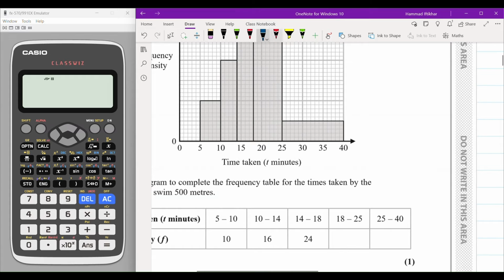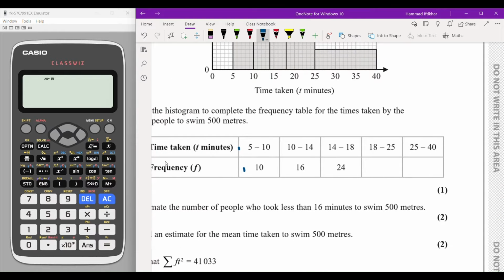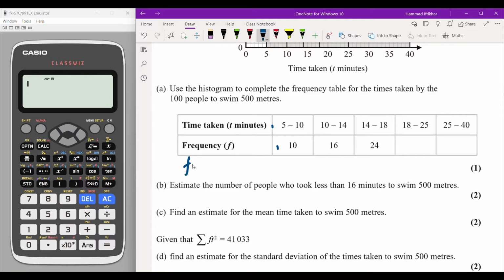So we know that frequency density is equal to frequency over class width. So we just need to figure these out. So let's make a row for frequency density also over here. Okay, so for this one we have 10 over 5, then 16 over 4, and then 24 divided by 4 also. So 10 divided by 5 is 2, 16 divided by 4 is 4, and 24 divided by 4 is 6.